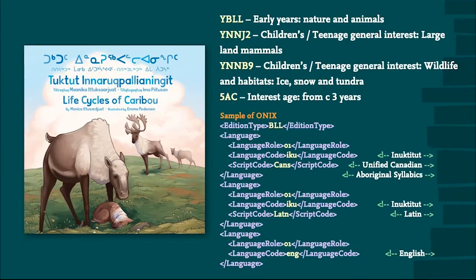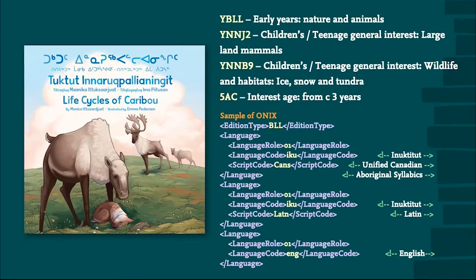So we have the edition type BLL, but also ONIX allows you to highlight the fact that it's published in two languages, in English and in EDItEUR, and also that the EDItEUR is presented in two scripts. So ONIX allows you to identify books that are in different languages, but also different scripts. So we can see that this one is published in syllabics and in Roman script, Roman classic orthography.